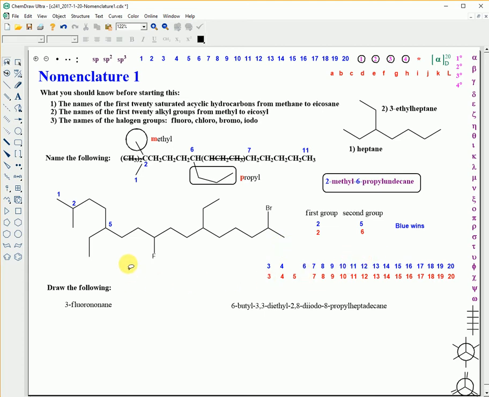Carrying on. This is 6, this is 7, this is 8. We have a group on 8. This is 9, 10, 11. And 12, 13, 14, 15. And that makes our chain length 16. This molecule will end with the name hexadecane, indicating 6 plus 10 carbons, that's 16.